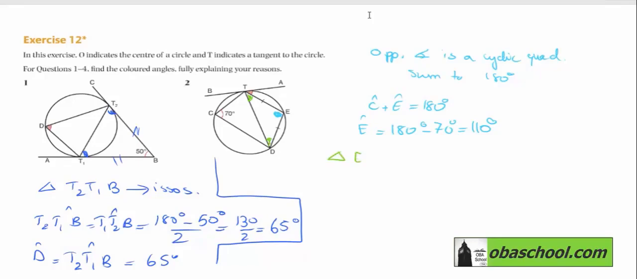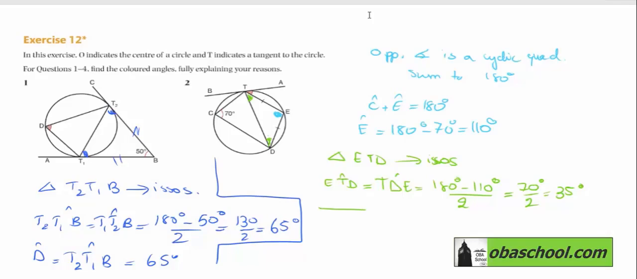And that is because the triangle ETD is an isosceles triangle. And so, in such a case, the base angles are equal. So to calculate them, ETD is equal to TDE, which is equal to 180 minus 110 divided by 2, and that would be 70 over 2, which is equal to 35 degrees. And now, we have found the measurements of the base angles, and of course, ATE using the alternate segment theorem is equal to 35 degrees.